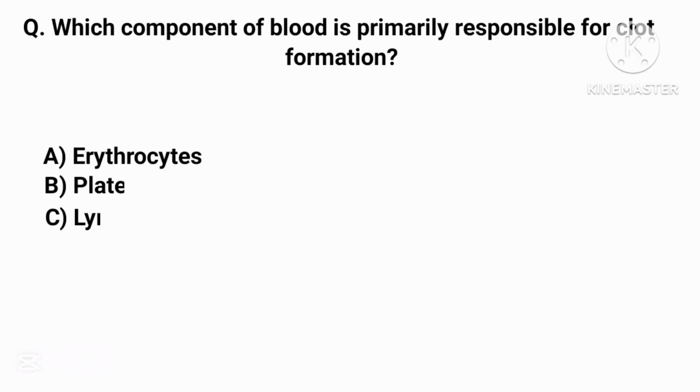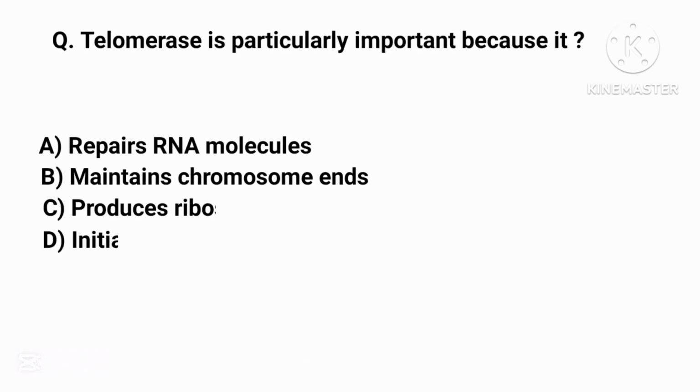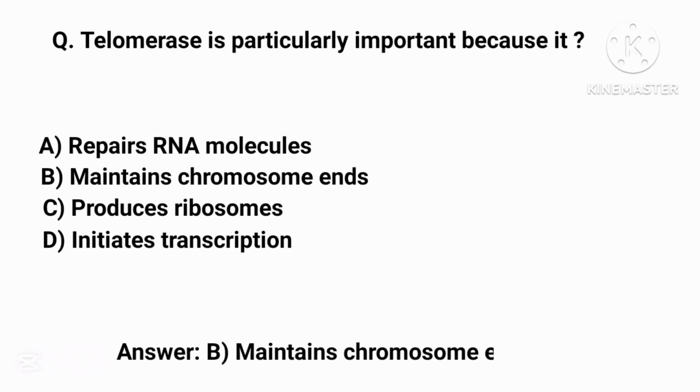Which component of blood is primarily responsible for clot formation? Correct answer is option B, platelets. Telomerase is particularly important because it? Correct answer is option B, maintains chromosome ends.